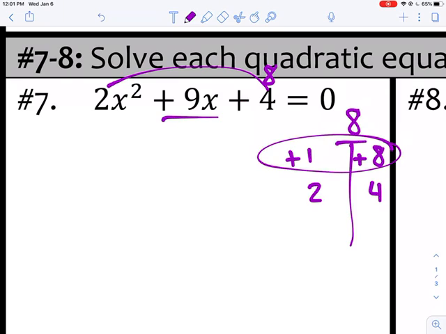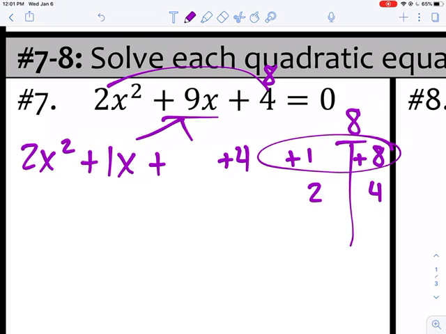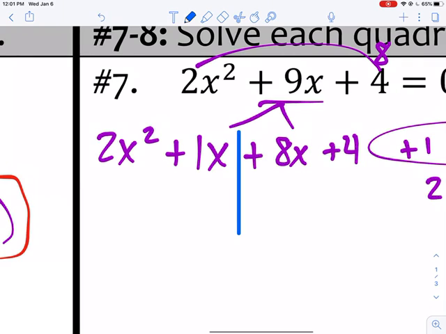Remember, I'm going to split it into 4 terms. So I'm going to keep the first term. I'm going to keep the last term. And instead of 9x, I'm going to put plus 1x plus 8x. So I just took these two and replaced it. All right, now we're at the split the middle. So I'm going to go ahead and split the middle here and do my GCF on the left and on the right.